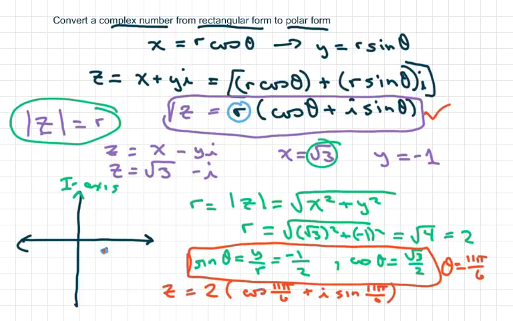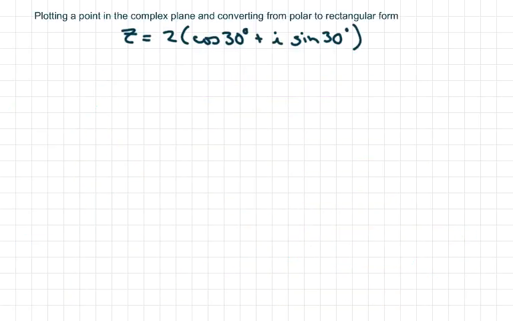I do want to go over converting from polar form to rectangular form as well. So we're given it in polar form, and this is your R, and I want to write this in rectangular form. So basically an x and a y. We have to plot this too, so let's plot it first.